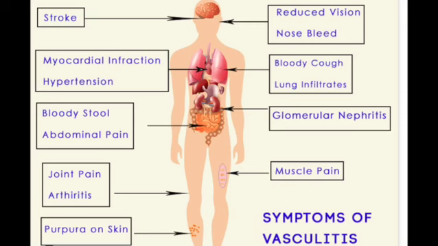You can see in this figure how every organ can get affected, starting from stroke, nosebleeds, muscle pain, and skin rashes. So why is it so important in ENT? Because the nose symptoms can manifest very early.